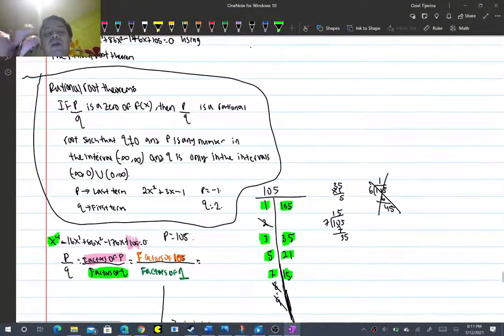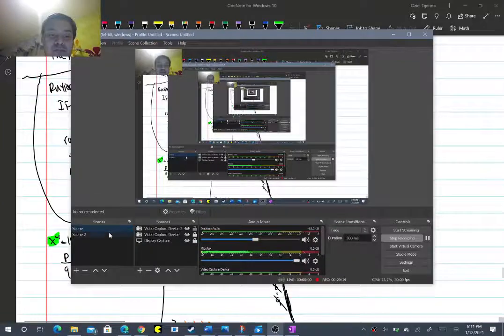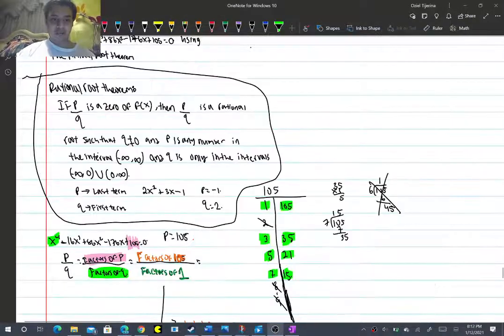So if you have any questions about this part here, the whole theorem that I just introduced, which was over here, you can comment down below.